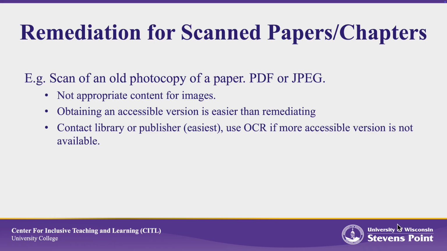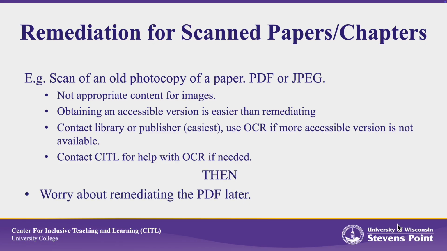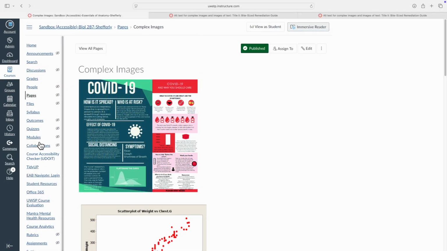If this isn't an option, you can use optical character recognition to convert papers scanned as images into digital text that people with disabilities can use. Contact CITL if you need help with the OCR. Then we'll just kick the can down the road and worry about the PDFs later. So, on to remediation demonstrations.